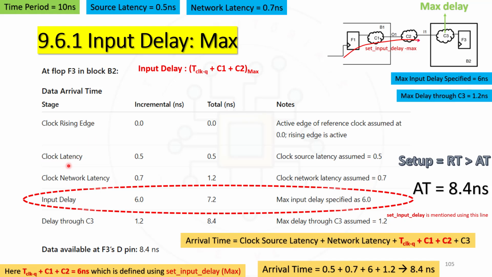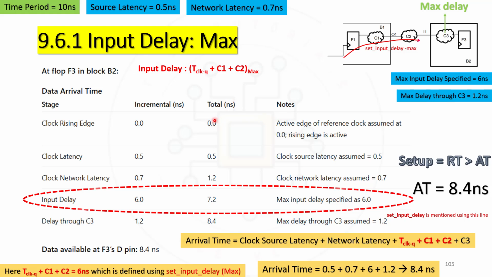Here two concepts will be there, that is source latency followed by network latency. Source latency is the time taken by the signal to travel from the clock source to the clock definition point, and from the clock definition point to the clock pin of the flip-flop it is called network latency. I'm assuming some random values, that is 0.5 for source and 0.7 for network. So the clock source latency is 0.5 nanoseconds.